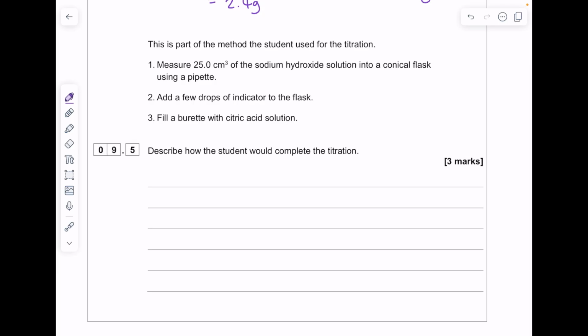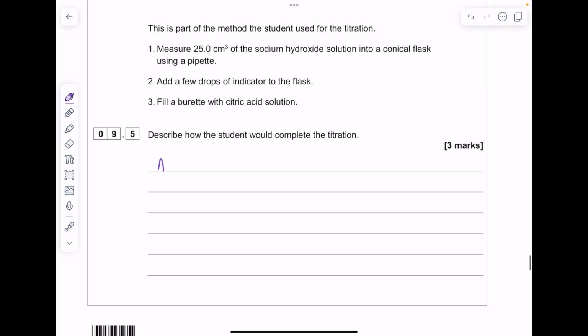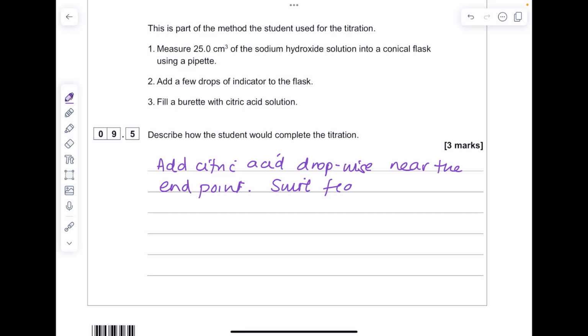Measure 25 centimeters cubed of sodium hydroxide solution into a conical flask using a pipette. Add a few drops of indicator to the flask. Fill a burette with citric acid solution. Describe how the student would complete the titration. So we want to add citric acid dropwise near the end point. We want to constantly swirl the flask in order to ensure our reactants are mixed. Use a white tile to view colour change more clearly.